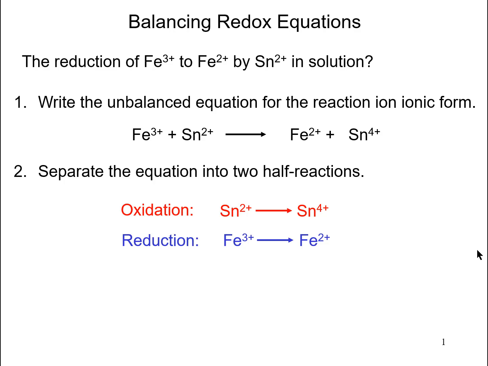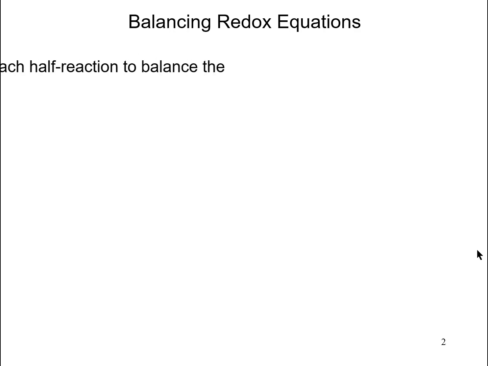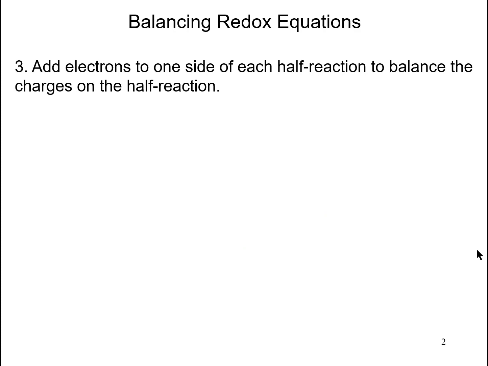being transferred. So how we handle this is by adding electrons to one side of each half reaction to balance the charges. So for our tin reaction, we need 2 electrons on the right-hand side. And with our iron reaction, we need 1 electron on the left-hand side. So this is where we can see the electron imbalance.